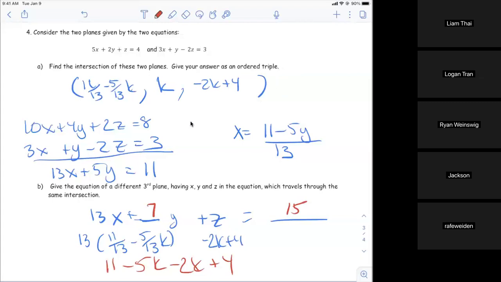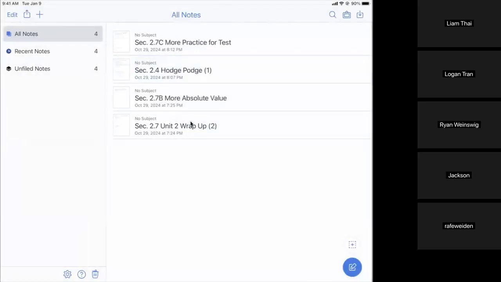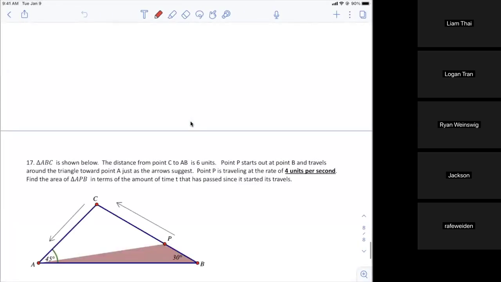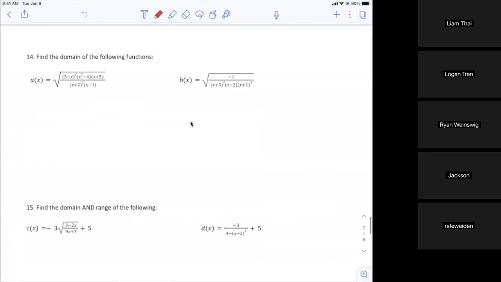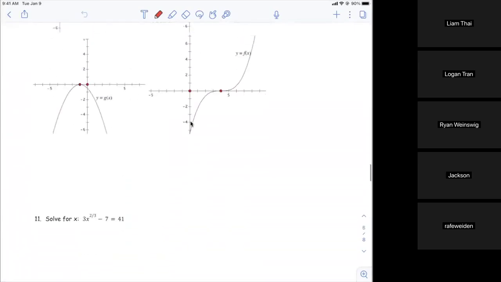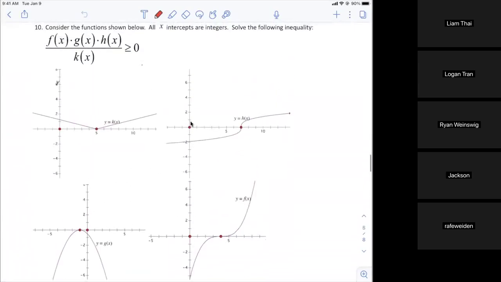Okay, Liam, go for it. On 2.7 for the wrap up, on number 10, I was just confused on how to start that problem. This was number 10, yes, okay. Let me scroll up. My iPad's slow for scrolling up, so sorry. Oh, this was just a sign analysis problem, right?